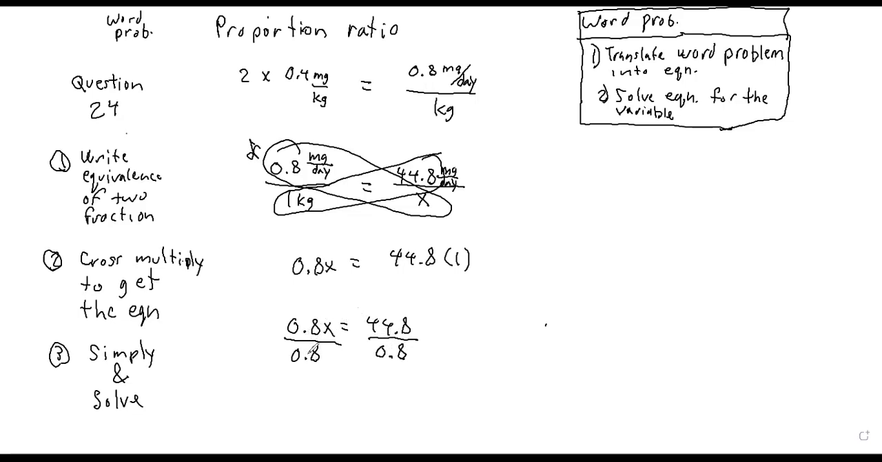So 0.8x divided by 0.8 gives us 1x, which is just x. And then 44.8 divided by 0.8 gives us 56. Right. Now remembering we were looking for kilograms, right? We said, what's the weight of the patient? So we know this is going to be 56 kilograms.